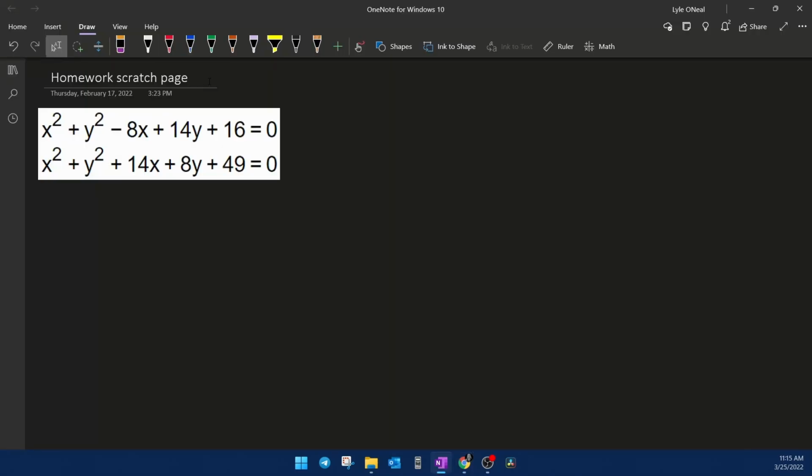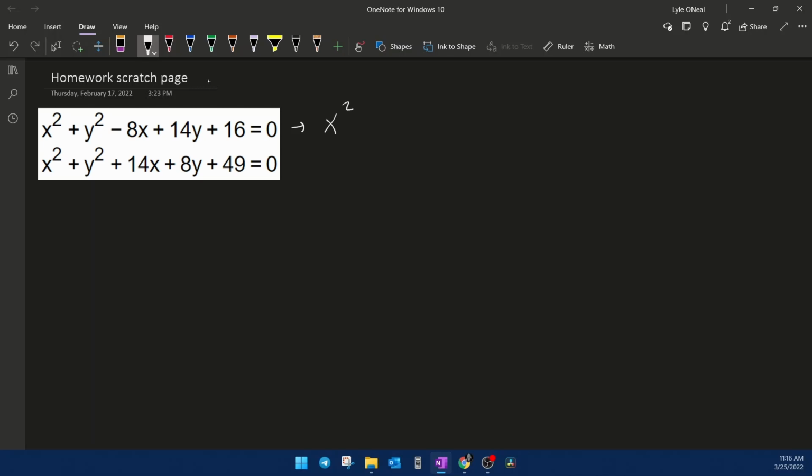All right, so I've copy and pasted my two equations over here. The first thing we're going to need to do is to convert these equations from general form into standard form. That is going to require completing the square, and it looks like we get to do that 4 times. Here we go. The first step is to rewrite the equation.